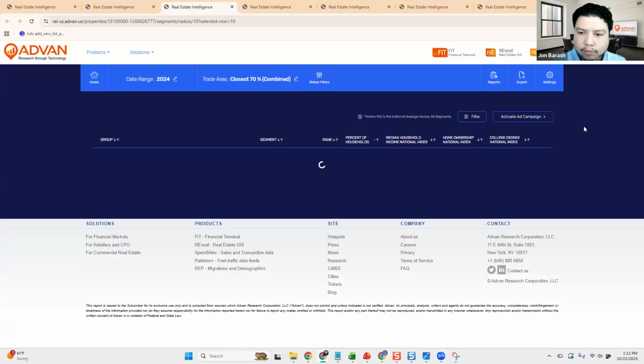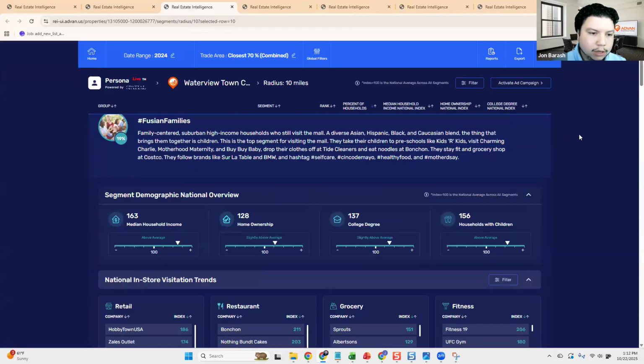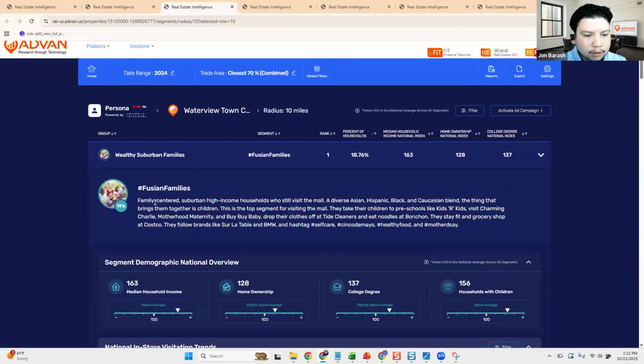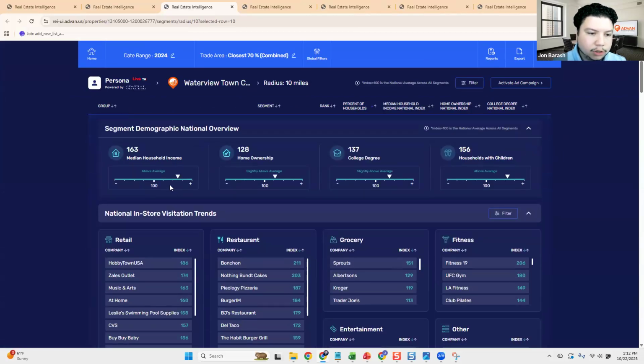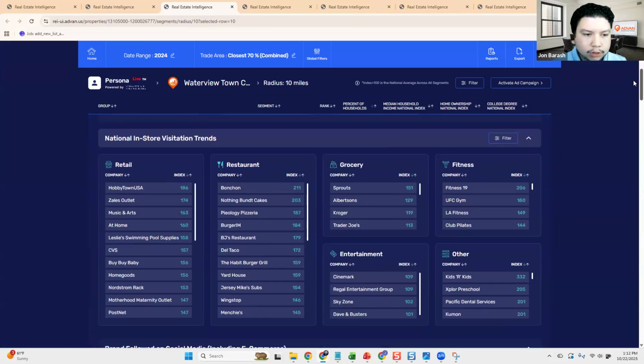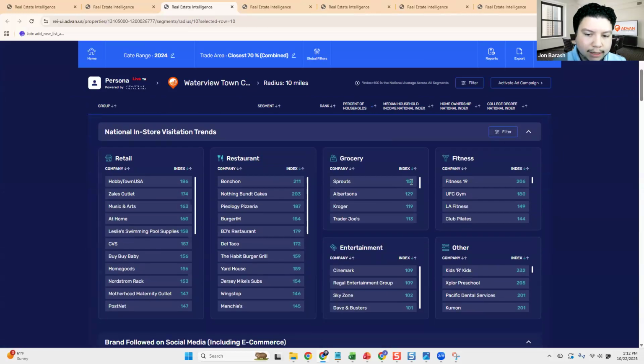So by clicking on it, we'll get a little bit more information on what it means to be a fusion family segment. Kind of like Leiden was showing before, these are family-centered, suburban, high-income households who still visit the mall. And compared to the national average, they over-index in terms of median household income, home ownership, and likelihood of a college degree or children in their household. And more importantly, using our visitation data, we see that they're way more likely to go to a Sprouts than the average person.